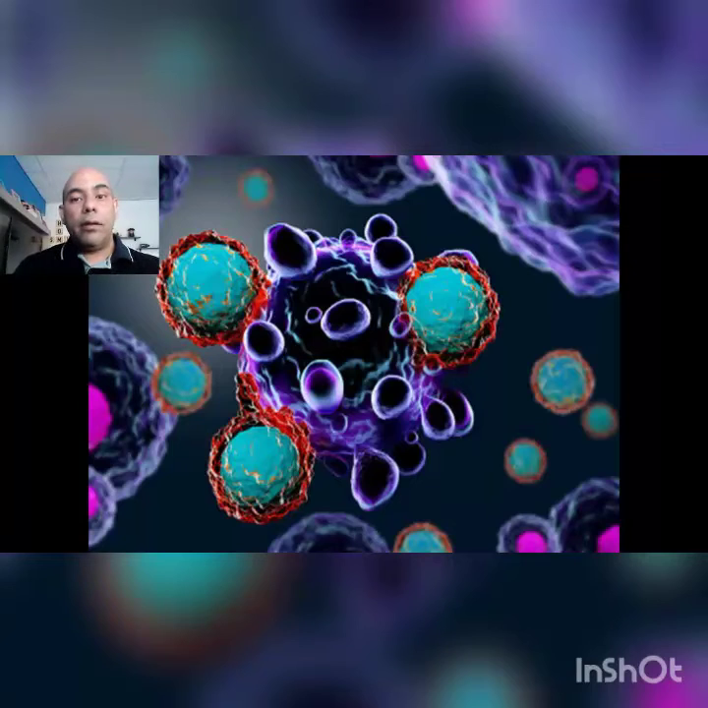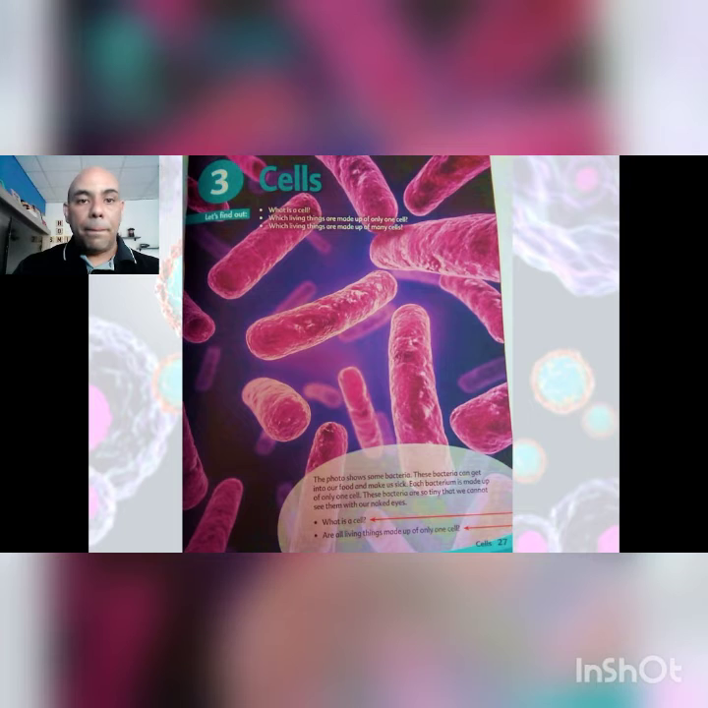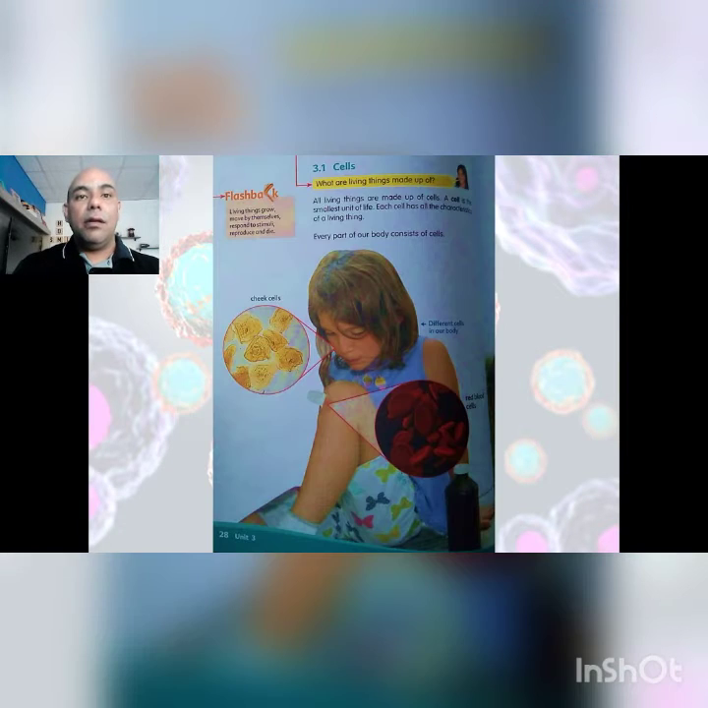Guys, hello again. Today we're going to start with our second video tutorial about unit number 3, which is about cells. Let's begin. Here we have cells. Let's find out what a cell is, which living things are made up of only one cell, and which living things are made up of many cells. That's page 27. Now let's go to page 28.